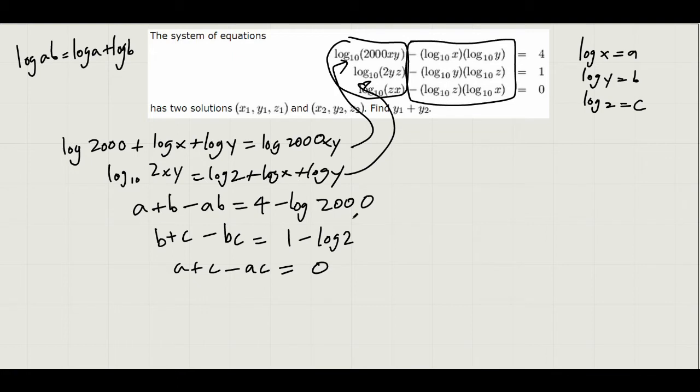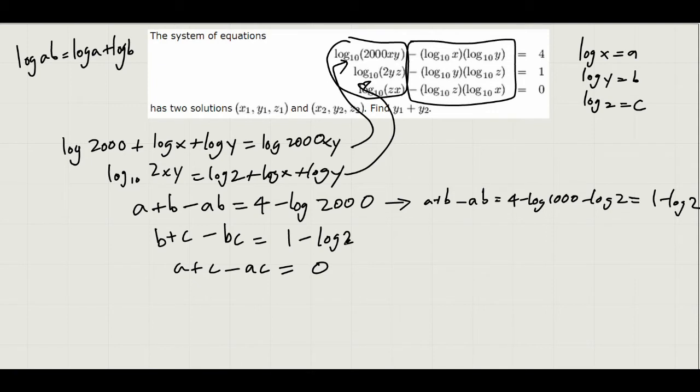Okay, so we can do the same thing as we just did. We can substitute log 2000 for log base 10, so a plus b minus ab equals 4 minus log 1000 minus log 2. And log base 10 1000 is just 3. So it equals 1 minus log 2, which is actually the same as what we get in the second equation. That's an interesting observation.